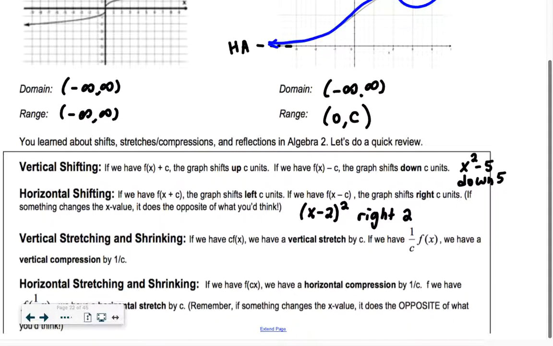Do you guys remember why that is? I don't know. Do you guys remember that at all? We'll do some t-tables and I'll show you, or some graphs and I'll show you.